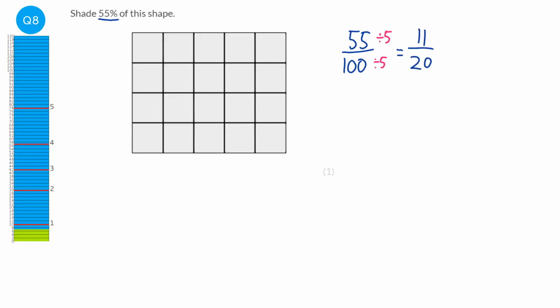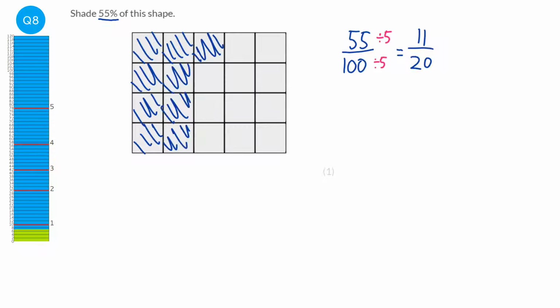Now in total there are 20 squares here because there's 5 across and 4 down. 5 times 4 is 20. And if there's 20 squares and we're looking to shade in 11/20ths, it's just going to be 11 squares. So 1, 2, 3, 4, 5, 6, 7, 8, 9, 10, 11.